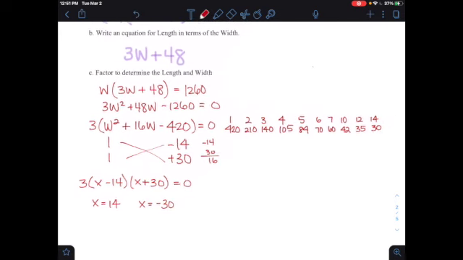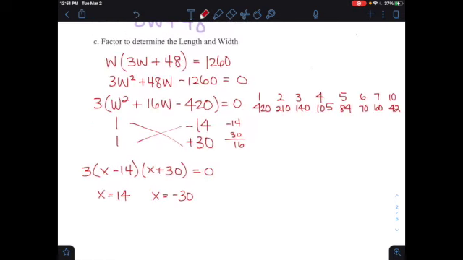Now here's what I want to explain. When we're talking about length and width of a pool, we are not going to have a negative number. And because we are not going to have a negative number in this case, the negative 30 actually is not a correct answer. So for the correct answer for the width of the pool, which is W, I need to go back and change that. The width of the pool is 14. And so make sure you understand the question.